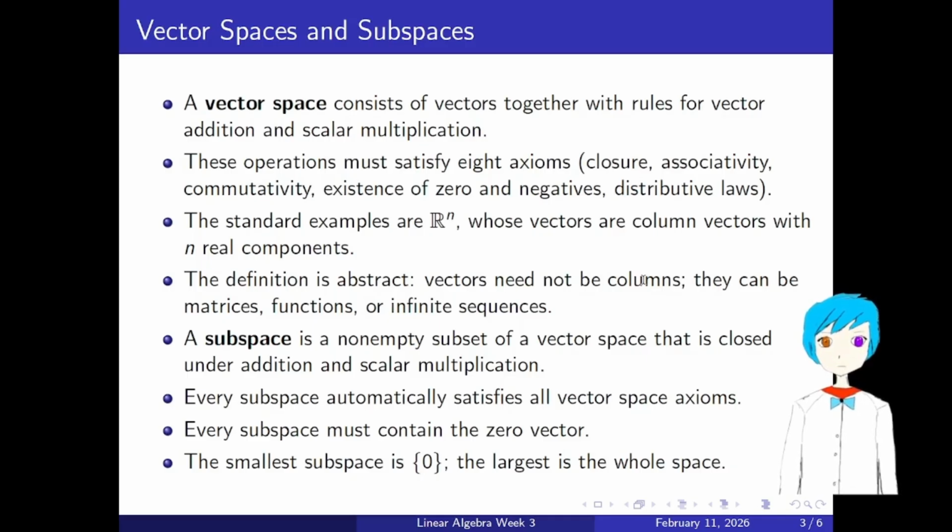A subspace is a non-empty subset of a vector space that is closed under addition and scalar multiplication. Every subspace automatically satisfies all vector space axioms, and each subspace must contain the zero vector. The smallest subspace, however, is the set containing only the zero vector, and the largest subspace is the whole space. Especially, the dimensionality of the smallest subspace is zero.